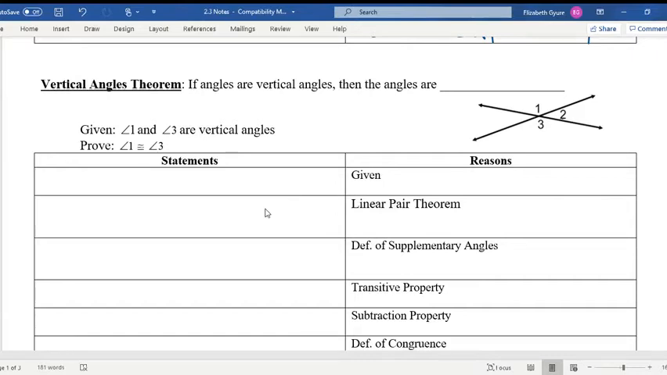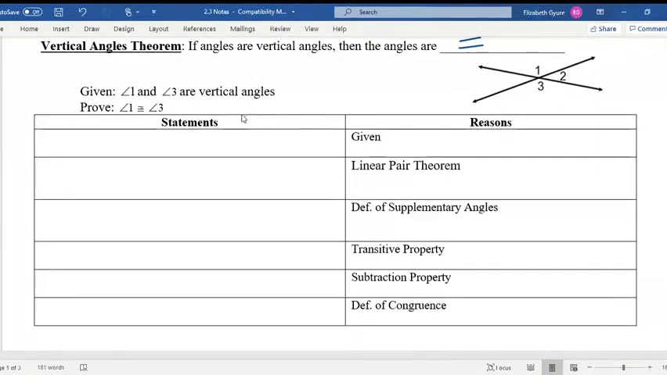So let's look at vertical angle theorem. This is our next new theorem for today. We've talked about vertical angles some, right? Those are the ones that are formed by your intersecting lines. And our vertical angle theorem says if angles are vertical angles, then they are congruent, which we've mentioned, but now it's just a theorem. It's official. We can use it all the time. Okay, if angles are vertical angles, then they are congruent. So we are going to go ahead and prove this.